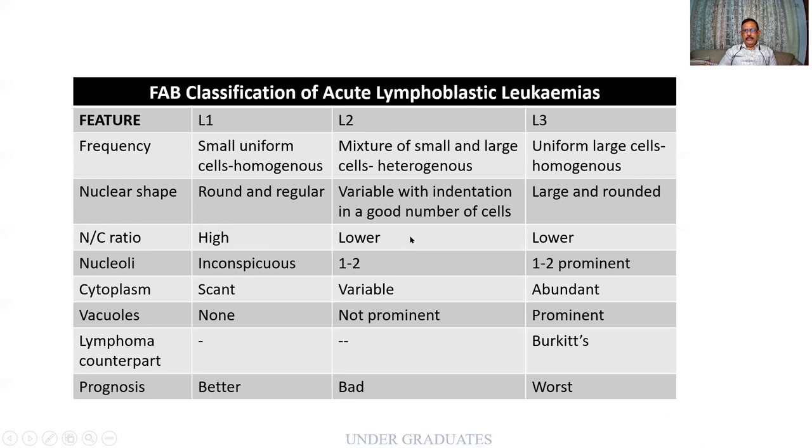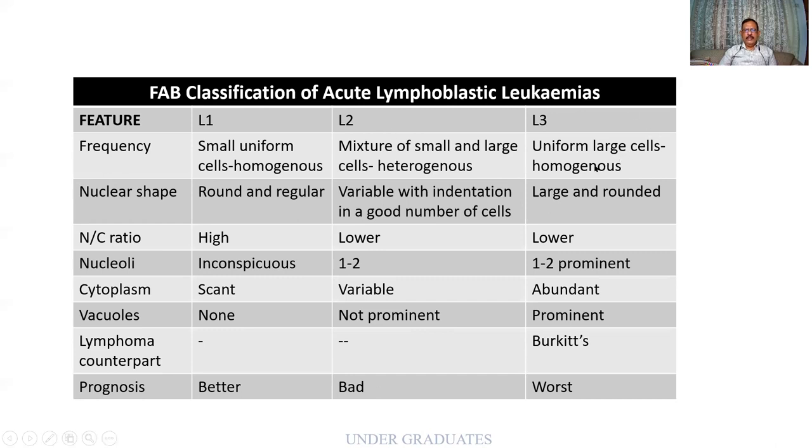NC ratio is lower. And the nucleoli can be 1 to 2 in number. Cytoplasm is slightly more than the small type. Vacuoles are not prominent, prognosis is bad. L3, the leukemia, is a counterpart of the Burkitt's lymphoma. We have already completed the class on Burkitt's lymphoma, and it is its counterpart.